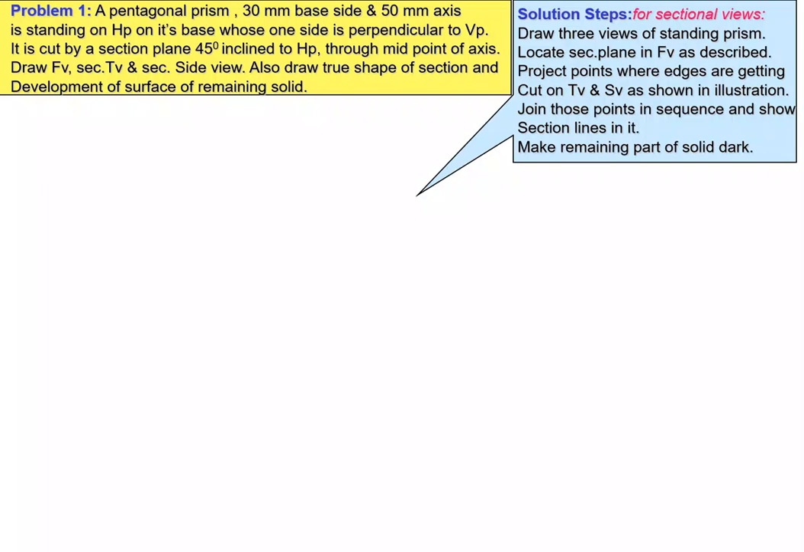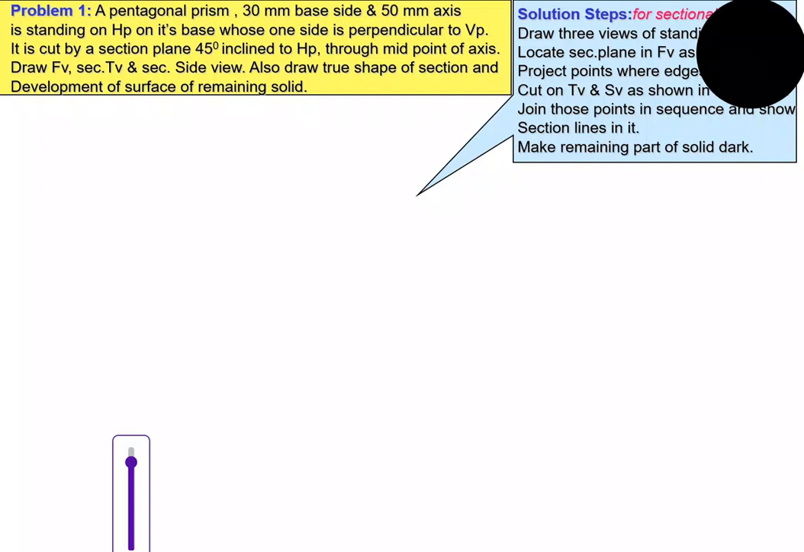Draw the front view, sectional view, and the sectional side view. Also draw true shape of the section and development of the surface of remaining solid. So here, how to develop the pentagonal prism you're supposed to know.